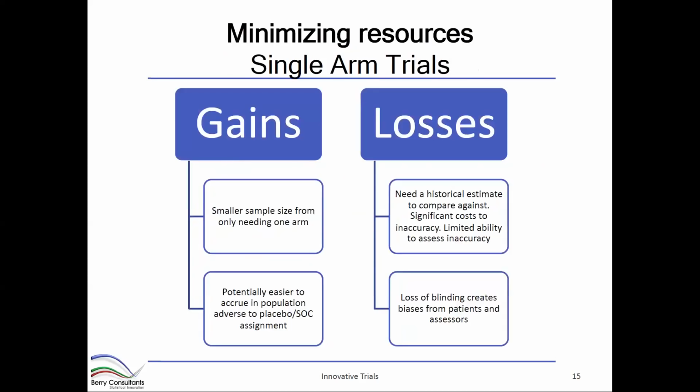The losses here are we need a historical estimate to compare against. So there are significant costs if that historical data set is inaccurate. If we're enrolling a population that is healthier or sicker than what we're comparing to, we may walk in with the game effectively rigged one way or the other, and we're going to get inaccurate results. We also have broken blinding with a single-arm trial. We can't blind anymore. Everybody knows they're on treatment. So all the biases associated with that come into play in a single-arm trial.